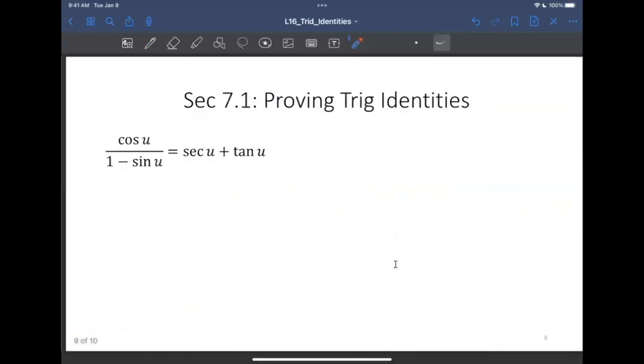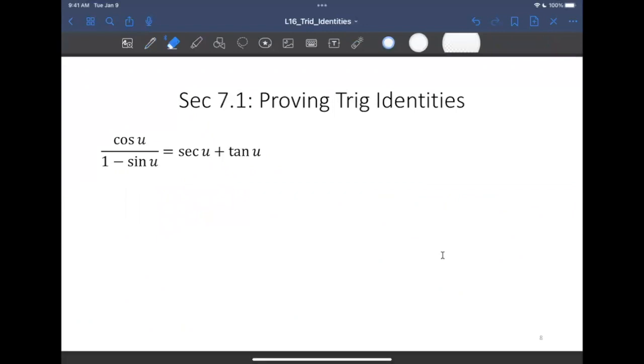Okay, so for this one, here we have another trig identity. We have cosine of u over 1 minus sine of u equals secant of u plus tan of u. Both of these seem pretty complicated, but I'm going to choose the left-hand side to simplify, just because I think it's easier to get something to look like this rather than to get something to look like this. So here we have cosine of u over 1 minus sine of u.